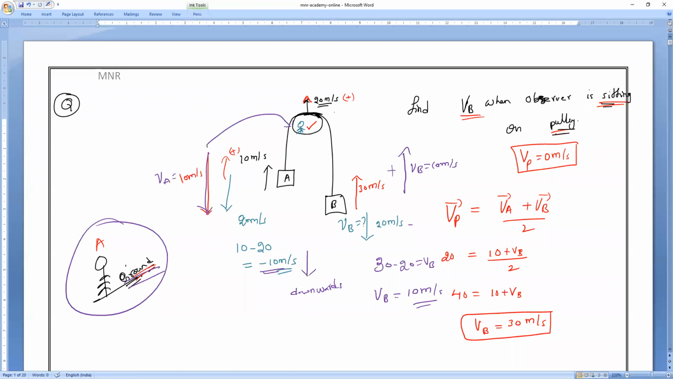If the observer shifted to the pulley, then A body is going downwards and B body appears to be going what? Everybody? B body appears to be going upward. So that is how you have to find it. Brothers, understand? Clear? Anything you doubt, you can ask me.